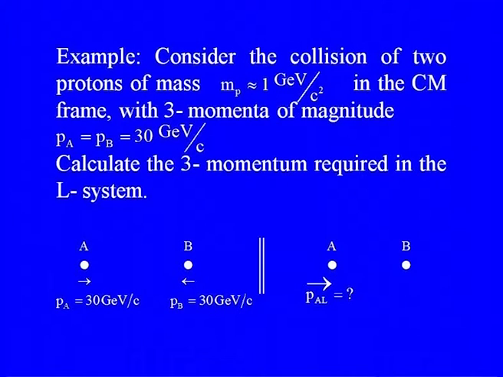Here you can look at this figure. You see that we have these two protons A and B, coming towards each other with momenta 30 GeV/c. Now the question is, what's the linear momentum in the lab system which will be necessary so that you have this much momentum in the center of mass system? Let's find the center of mass energy of the protons first.